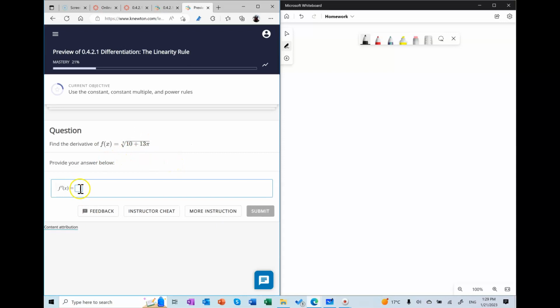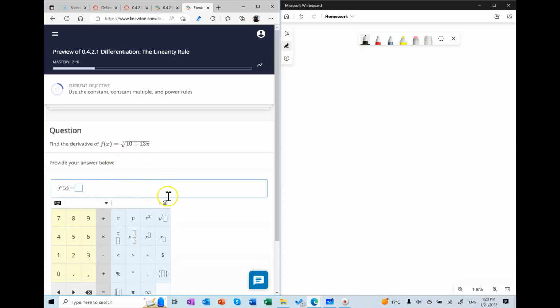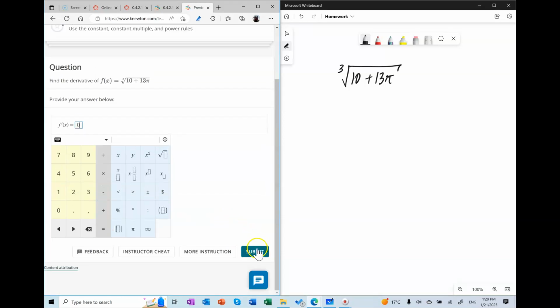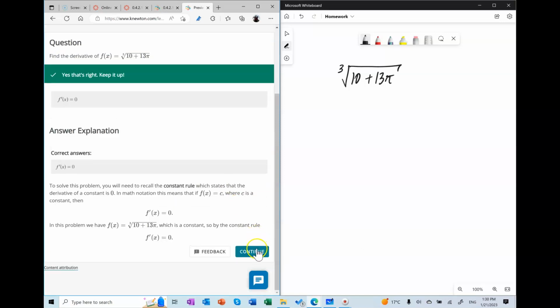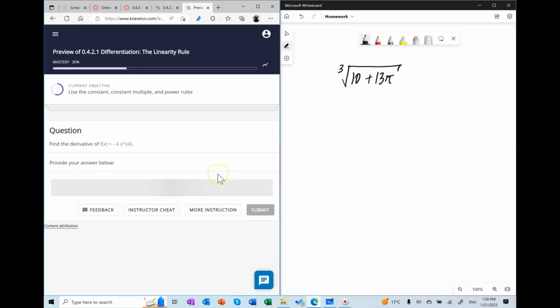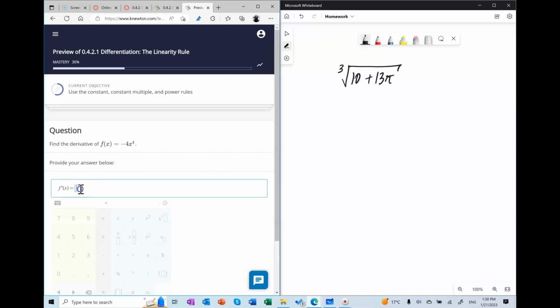This is a good problem. It reminds you that the derivative of a constant is 0, and this expression, no matter how ugly it looks, doesn't have a variable. And if it doesn't have a variable, it's a constant. And if it's a constant, the derivative of it is 0. This is another polynomial, not even a polynomial, this is like a power function, so very easy.